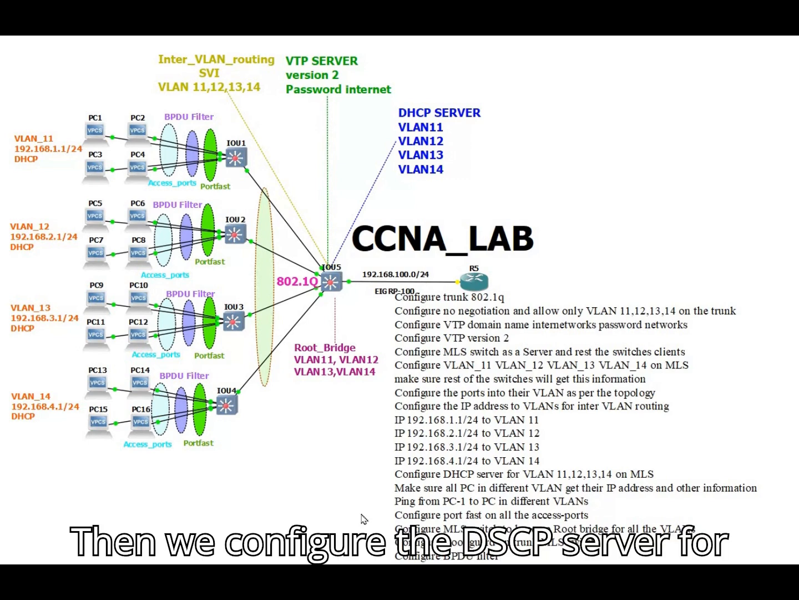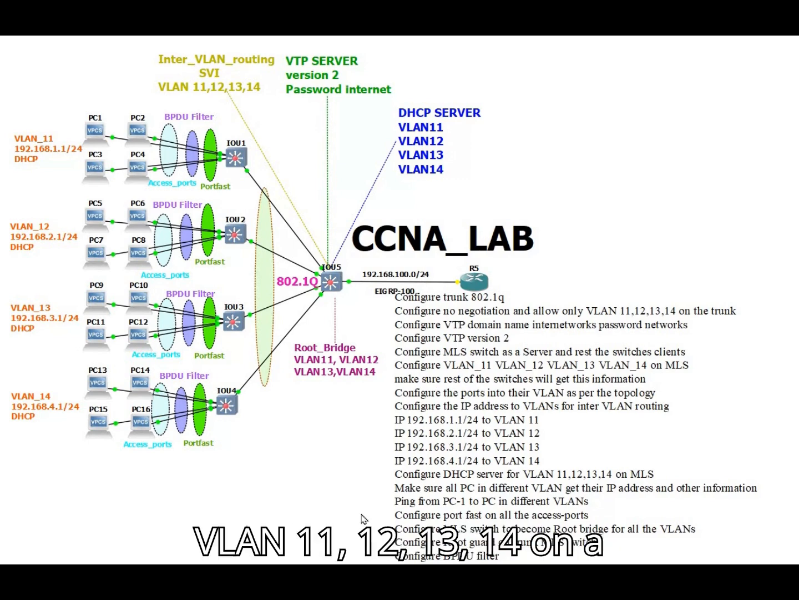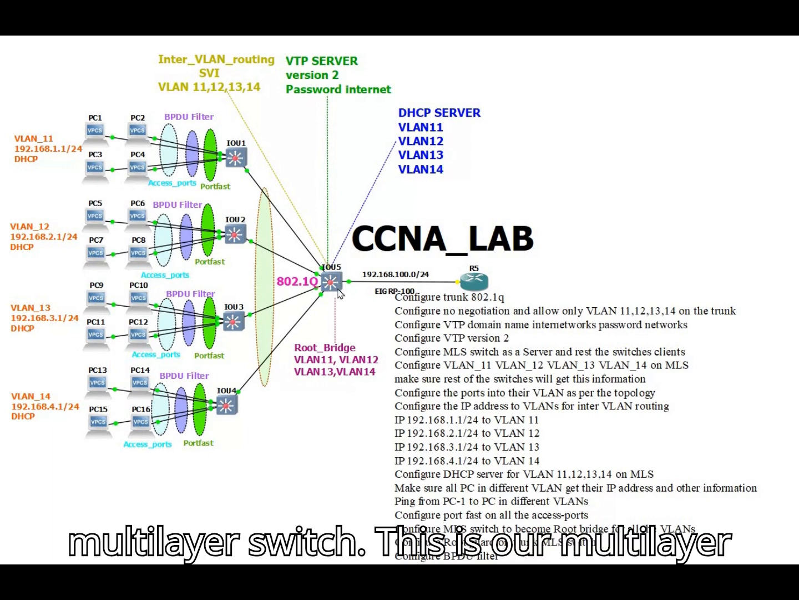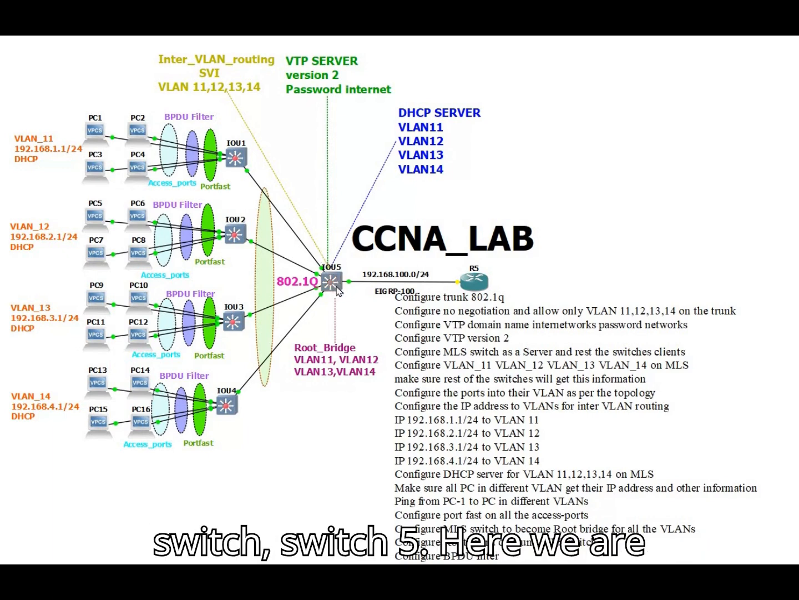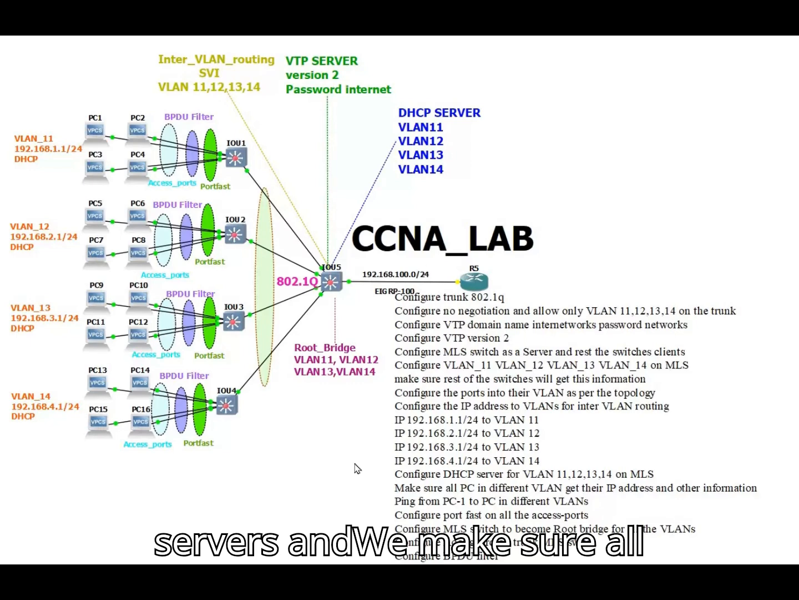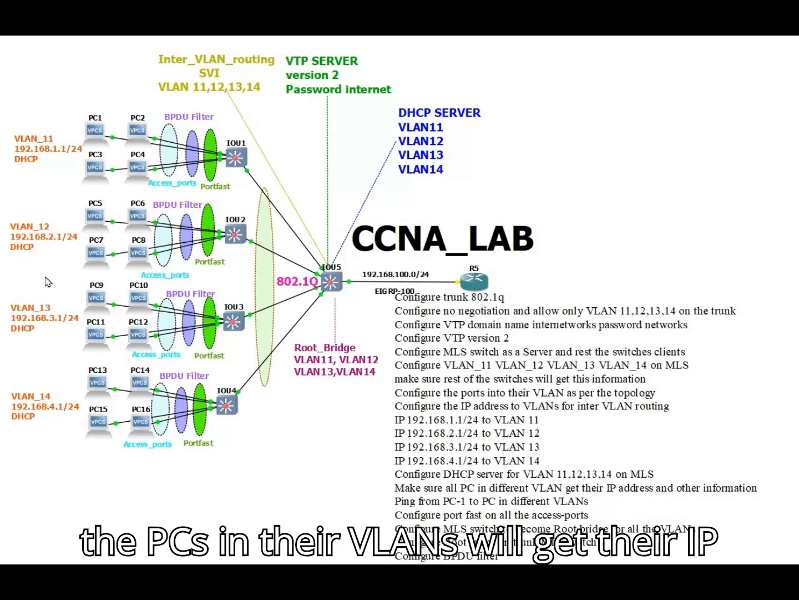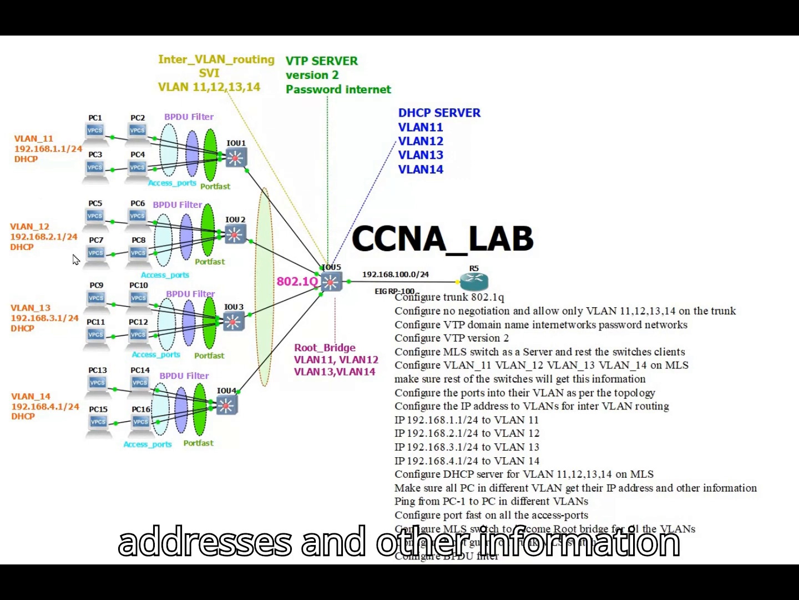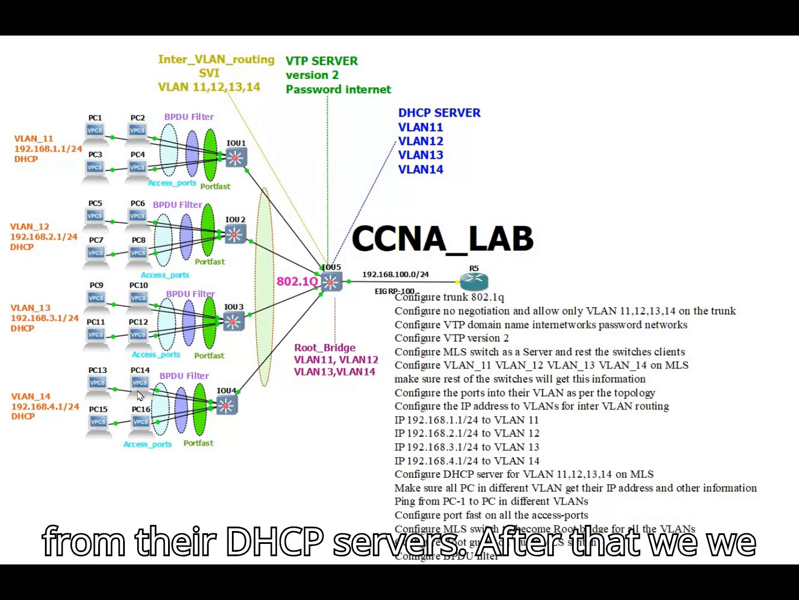Okay, then we configure the DHCP server for VLAN 11, 12, 13, 14 on a multi-layer switch. This is our multi-layer switch, switch 5. Here we are going to configure 4 separate DHCP servers, and we make sure all the PCs in their VLANs will get their IP addresses and other information from their DHCP servers.